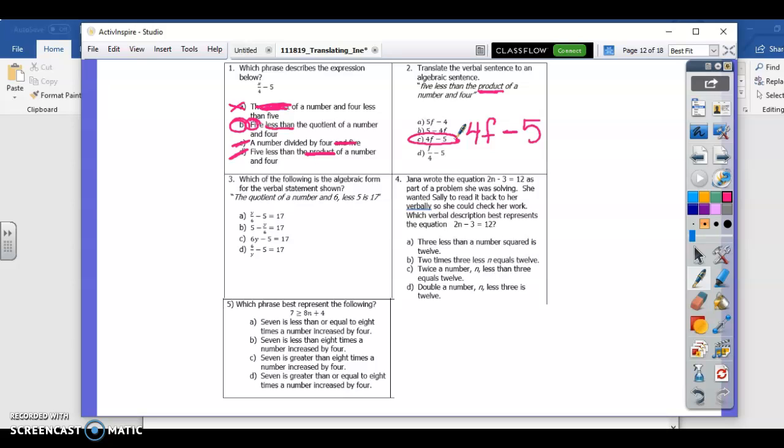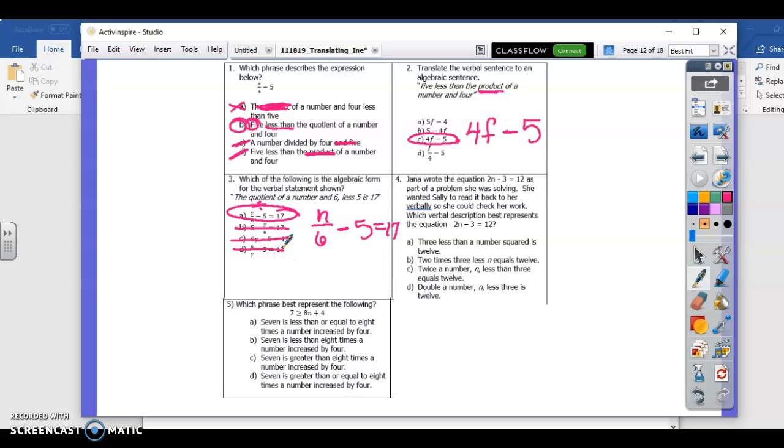Number 3, which of the following is the algebraic form for the verbal statement shown? The quotient, which means division, of a number and 6, so you have to keep that in the same order, less 5, so that means minus 5 is 17. So then I come over here and I figure out which one of these equations matches this. This matches, they just used y instead of n, so that one's good. This has it in the wrong order. 6y, it didn't say 6 times y, it said quotient, and this has 6 on top, and the order was number and 6. So the variable had to go on top.